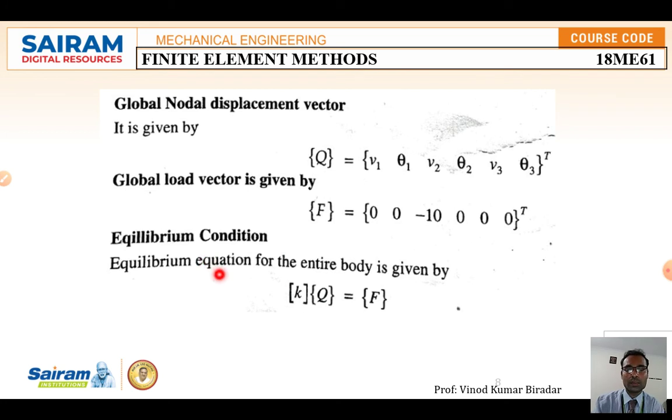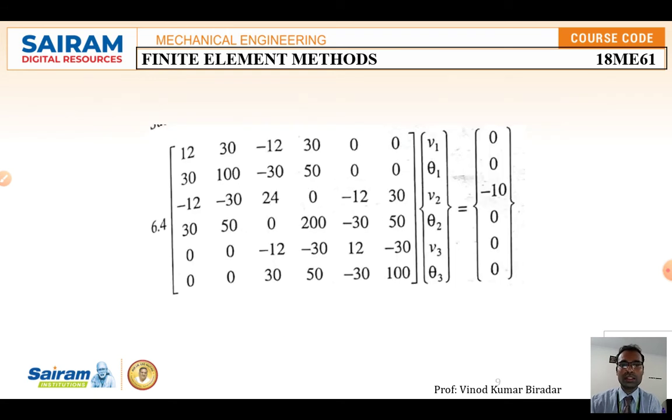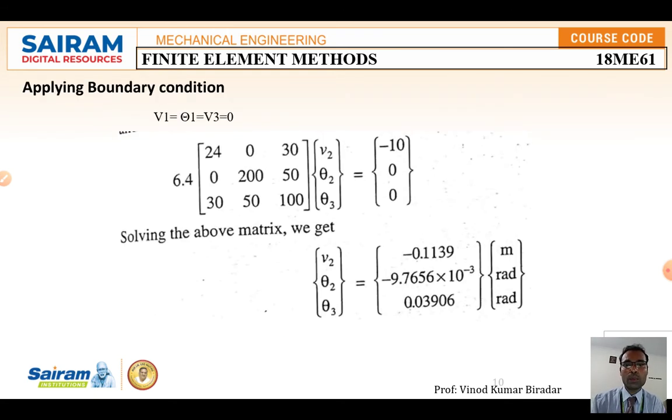Okay, so you already have the formula, the equilibrium condition formula: kq is equal to f. Substitute the k value and q value in the f value here. So f value substitute here, q value substitute here, k value substitute here. After substituting, you are going to get this. Now you apply the boundary condition.